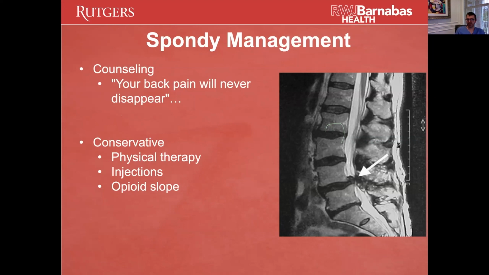So how do we manage a spondy? How is it different from just a micro discectomy? The first thing that I tell patients, I need to get their expectations in line with reality. And I tell them, your back pain will never disappear.